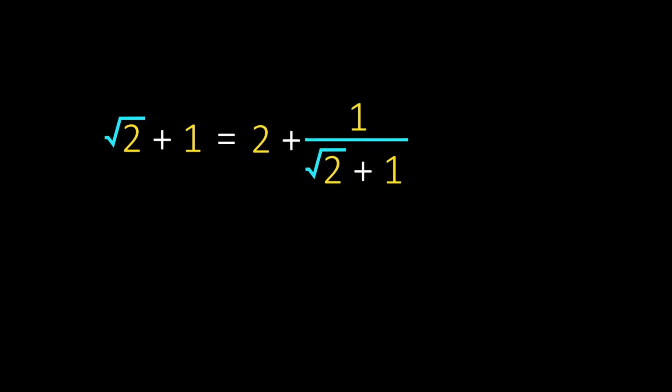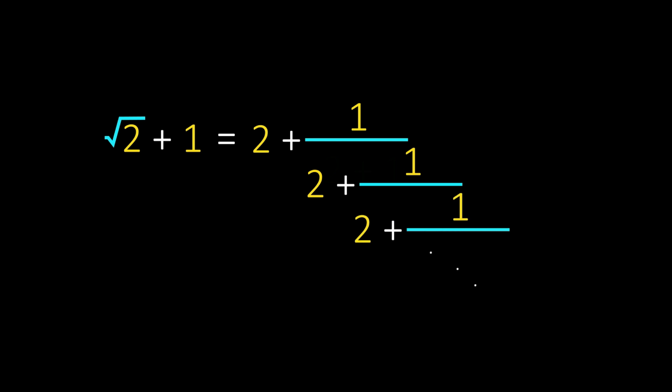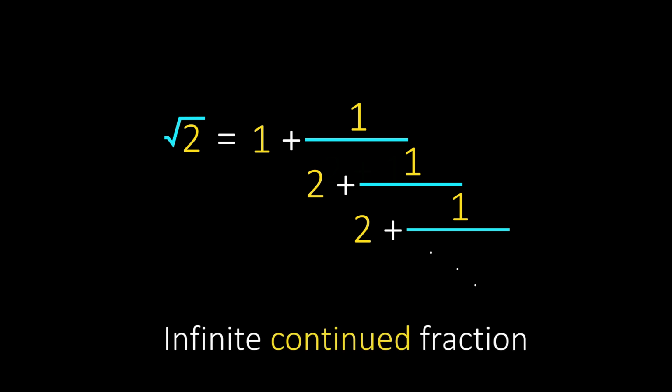Now square root 2 plus 1 equals 2 plus 1 over (square root 2 plus 1). Now again square root 2 plus 1 can be written as 2 plus 1 over (square root 2 plus 1), and this process can be continued. So square root 2 plus 1 equals 2 plus 1 over 2 plus 1 over 2 plus and so on. Now subtract 1 from both sides. We get square root 2 equals 1 plus 1 over 2 plus 1 over 2 and so on. So square root 2 has an infinite continued fraction, which means square root 2 is irrational.